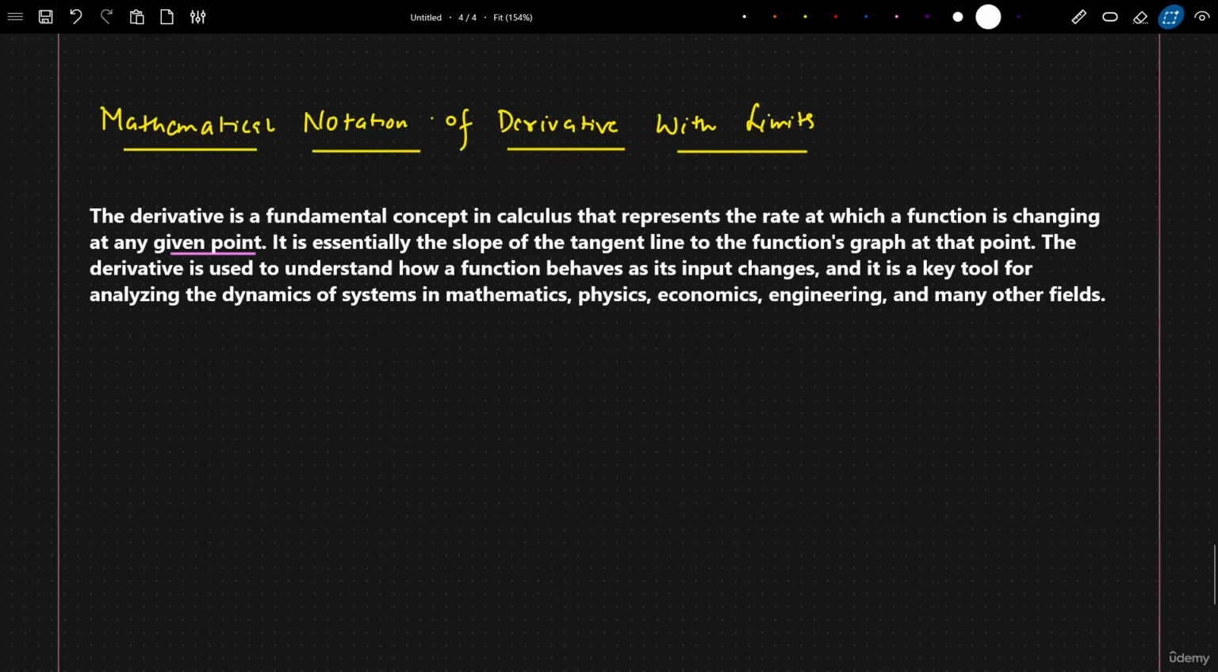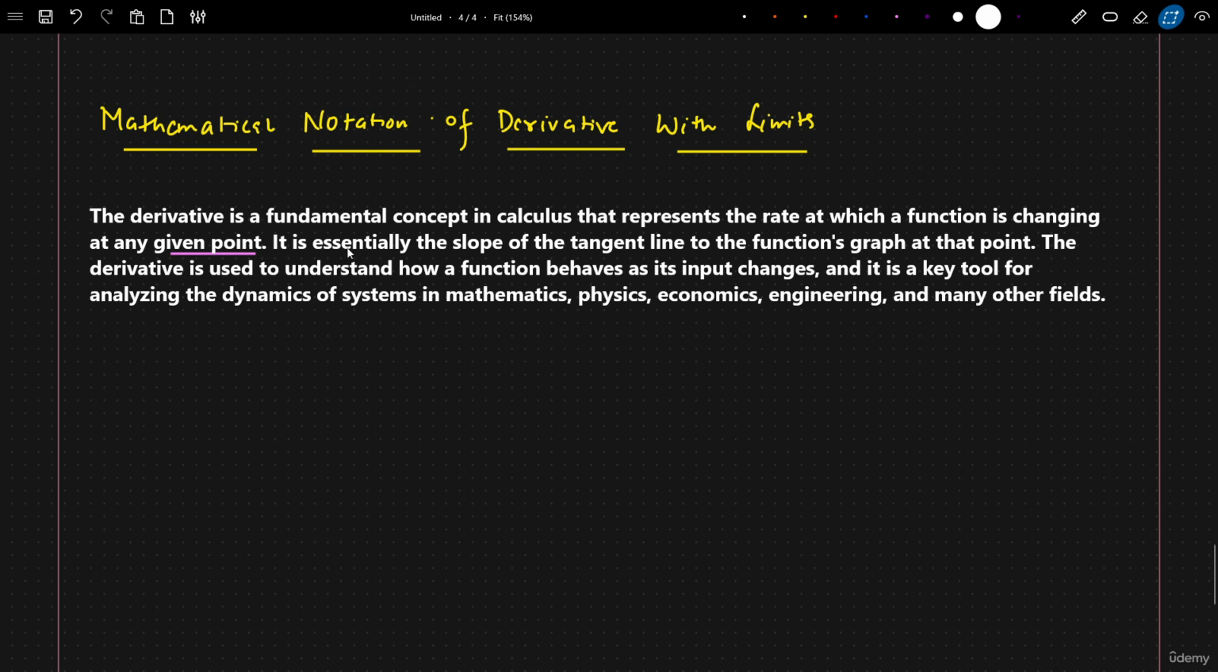Hello guys, so we are going to continue the discussion with respect to derivative. In this video, we are going to check out the mathematical notation of derivative with limits. So I'm also going to introduce limits in this specific topic. When I say mathematical notation, we'll talk about a generic mathematical notation.